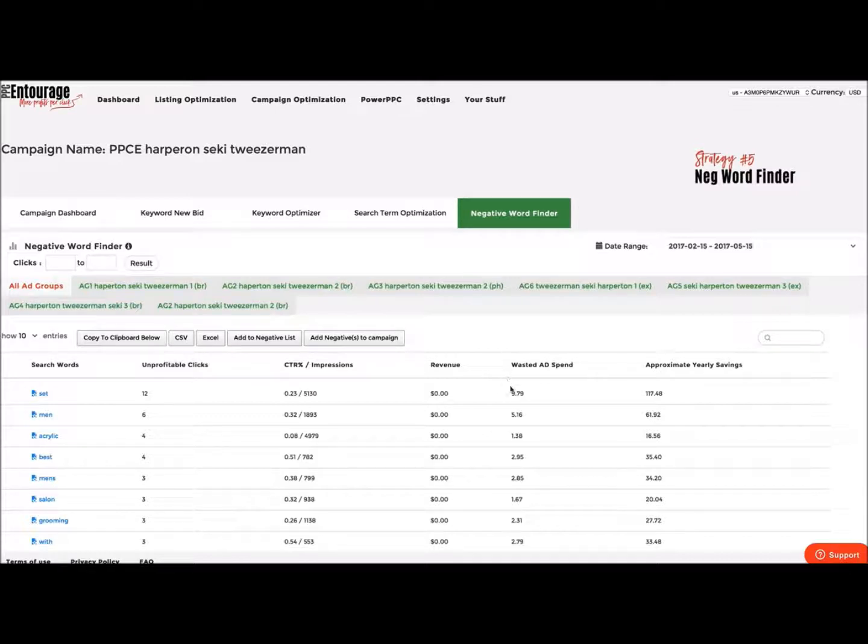So as you can see over here, the word set has 12 unprofitable clicks, no revenue, and $9.79 in wasted ad spend. So that would be something that I would consider doing a negative phrase. Now, the strategy here is to do a negative phrase because then I'm saying in no way, shape, or form do I want visibility for the word set. So if somebody goes on Amazon and puts anything, any phrase in with the word set, we will no longer get visibility if we do a negative phrase.